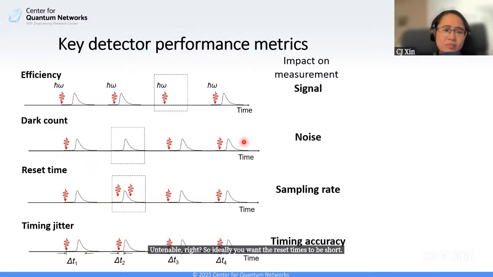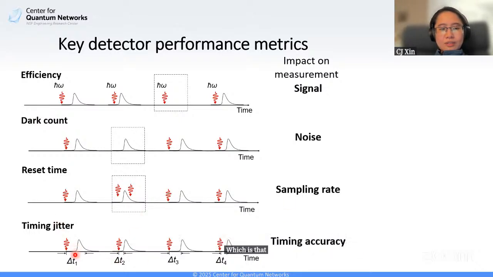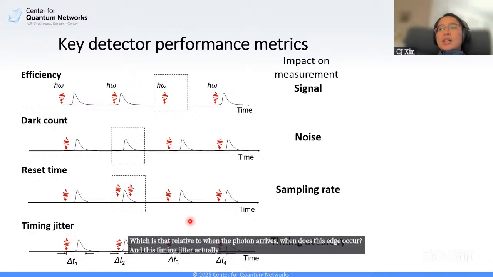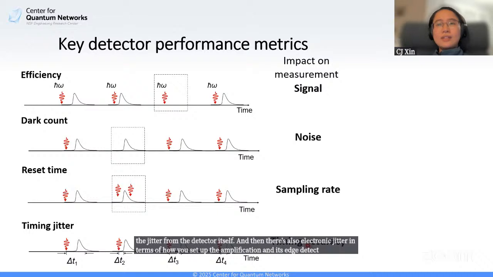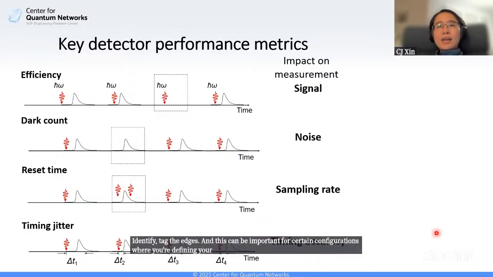And finally, there's the issue of timing jitter, which is, relative to when the photon arrives, when does this edge occur? This timing jitter folds in a lot of different parameters. There's the jitter from the detector itself, and then there's also electronic jitter in terms of how you set up the amplification and the edge detection circuits that you use to tag the edges. This can be important for certain configurations where you're defining your qubits in terms of time bins, like an early bin here and a late bin here, and you're trying to see where they are relative to each other.